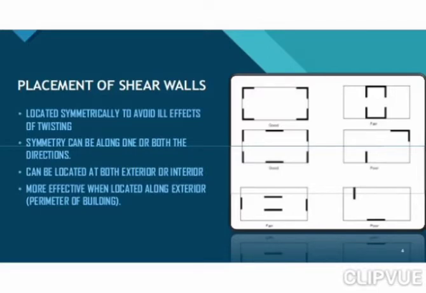So how are the shear walls exactly placed? These are located symmetrically to avoid the ill effects of twisting. Symmetry can be along one or both directions. They can be located at both the exterior or the interior side, but they are more effective when located along the exterior.